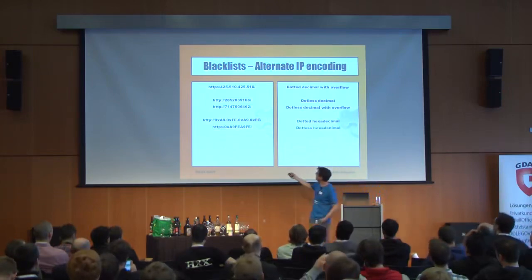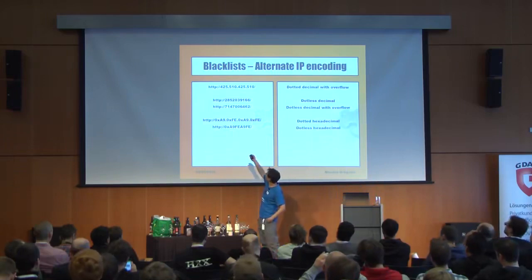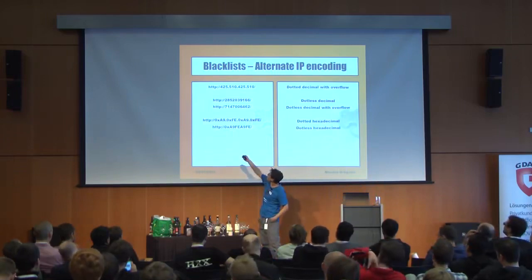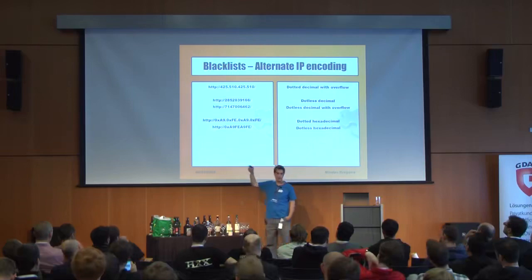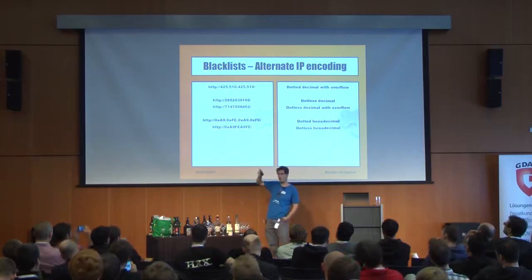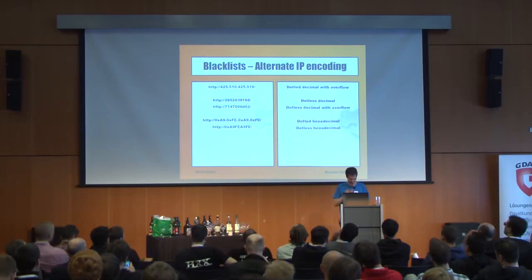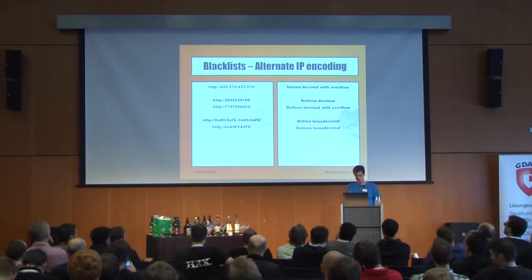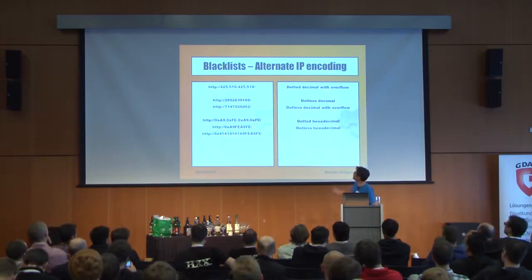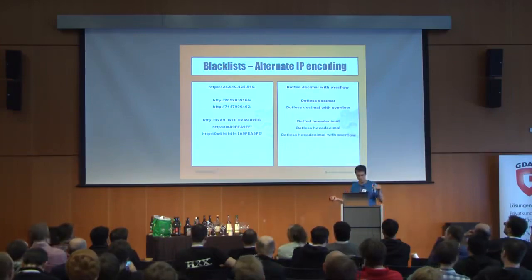As you can see, depending on your target, you may have only one number in your IP address. One number, then x, and then only letters. So your blacklist will have a hard time identifying its IP address. Sorry for my accent and everything. That's why I have slides. This one, yes, dotless hexadecimal with overflow.